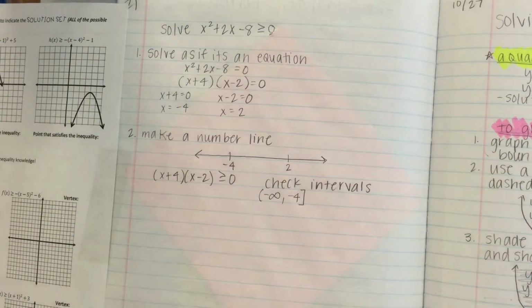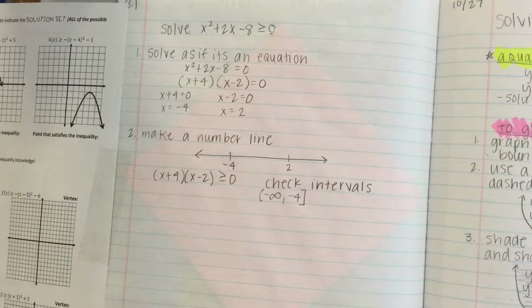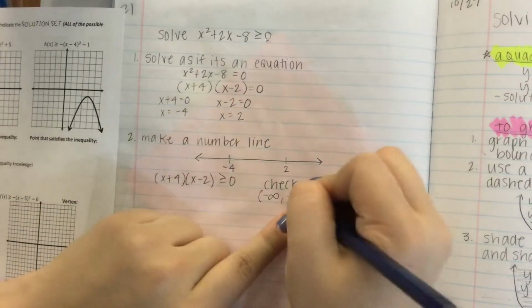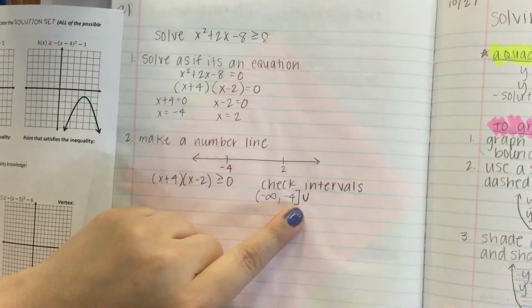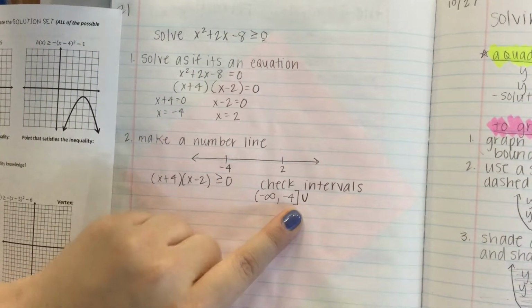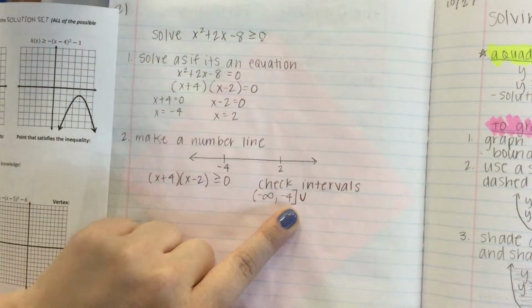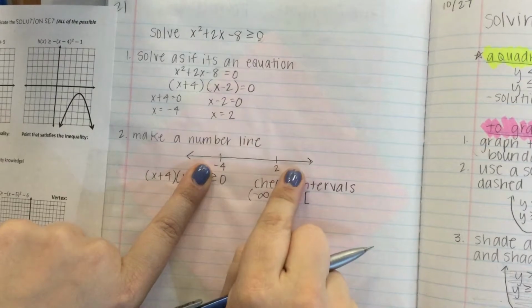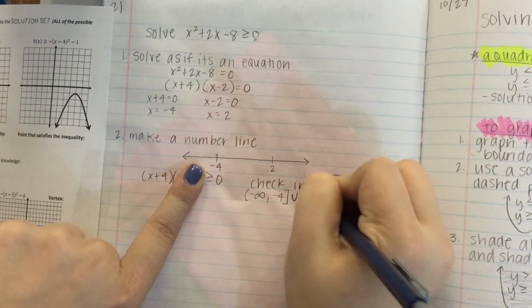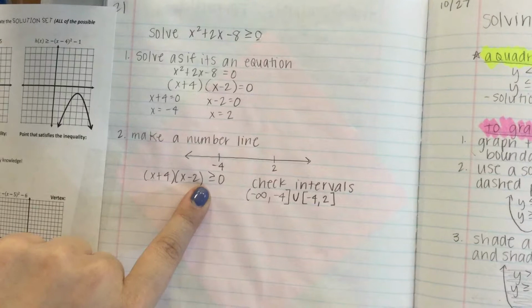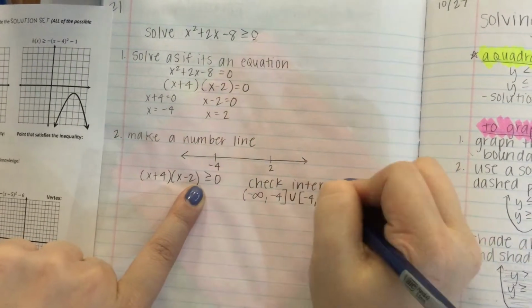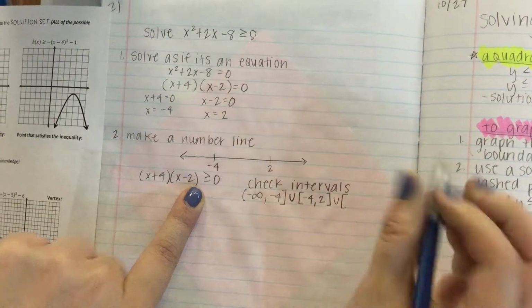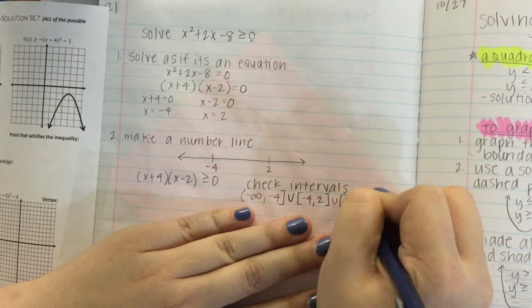Do you guys know what this bracket means here? It stops, but it includes -4. So there's one interval. And then this little u means union, so it means also this other interval. What's my next interval? We have -4 to 2, and that's also included because of the or equal to. And then our next interval is 2 to infinity.